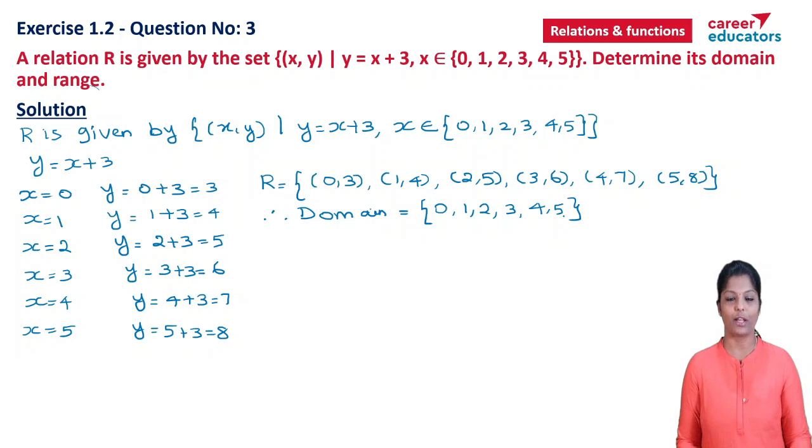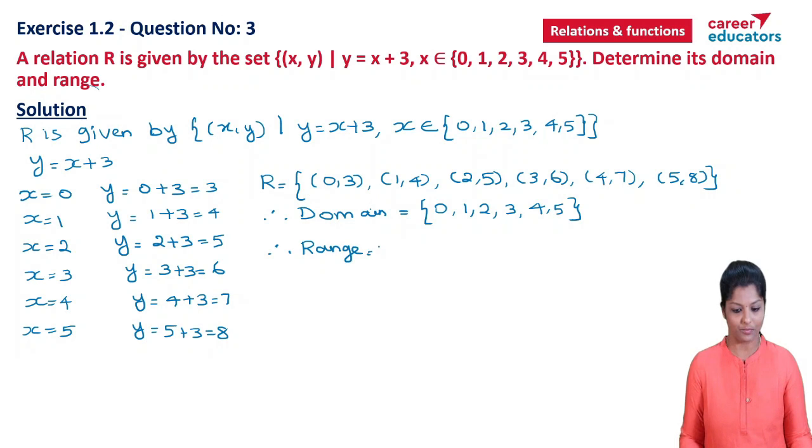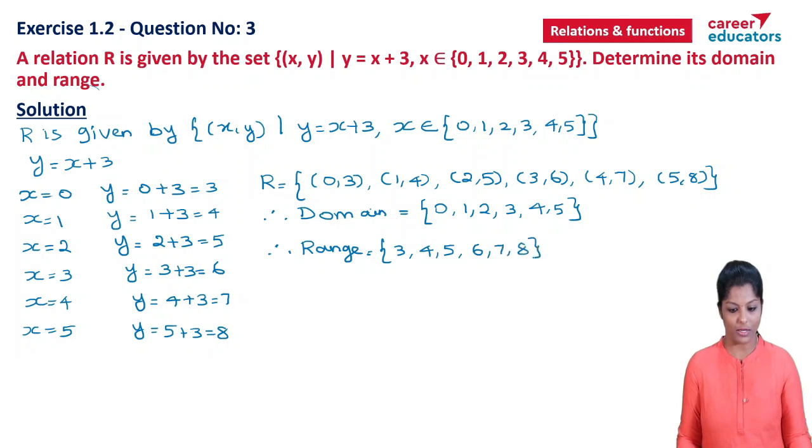Next, we have to find range. To find range, we have to write all the second coordinates of relation R. Therefore, range = {3, 4, 5, 6, 7, 8}. That's all, we have completed this problem.